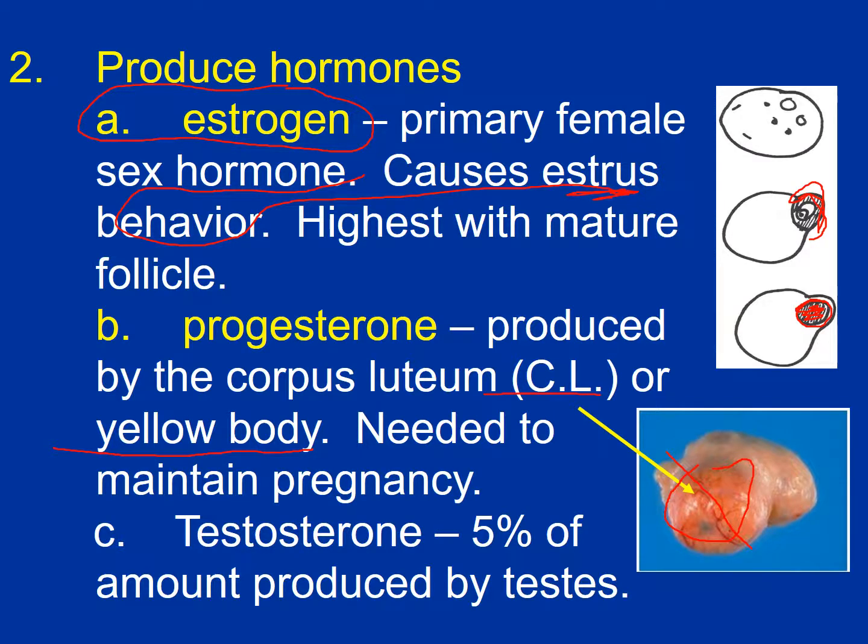Now the ovaries also produce a small amount of testosterone that is necessary for a healthy animal, but it's a relatively low amount, about 5% of what you'd find in a male.